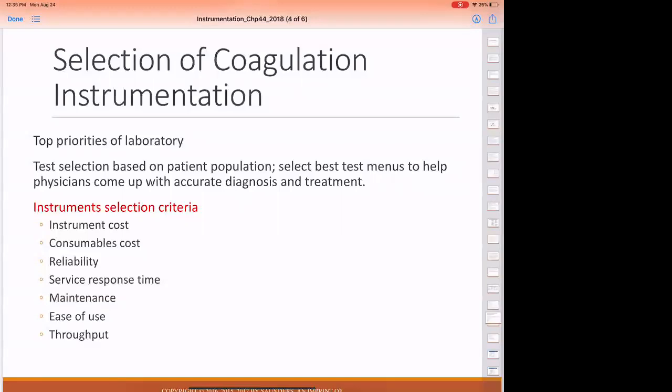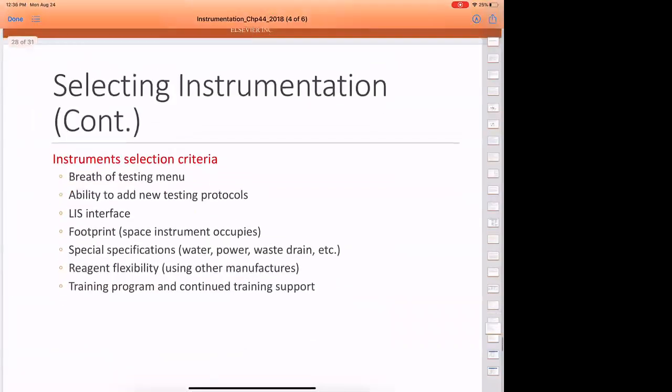So some of the criteria that are going to be considered in choosing an instrument for coag are: what's the cost of the instrument? What is the cost of the consumables? Whether or not the instrument is reliable. Also consider the service response time, if there ever should be a breakdown of the instrument. What maintenance requirements does the instrument have? Also, what is the ease of use and how user-friendly is the instrument? The throughput is also very, very important. You also want to select instruments based on the breadth of testing menu, which means how many tests can we do on a single or multiple samples.